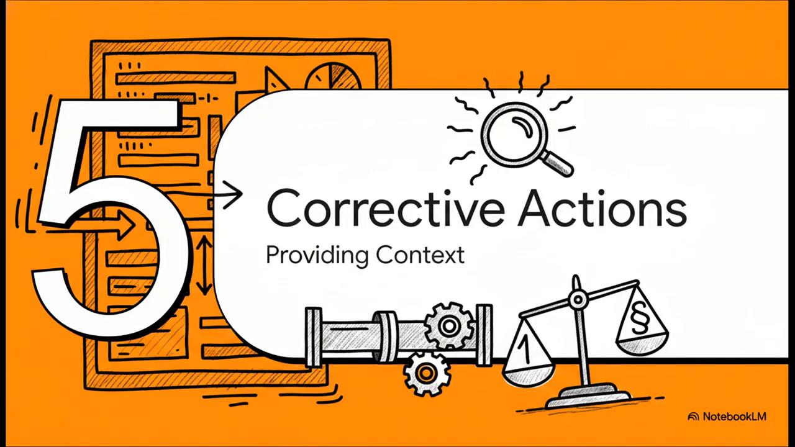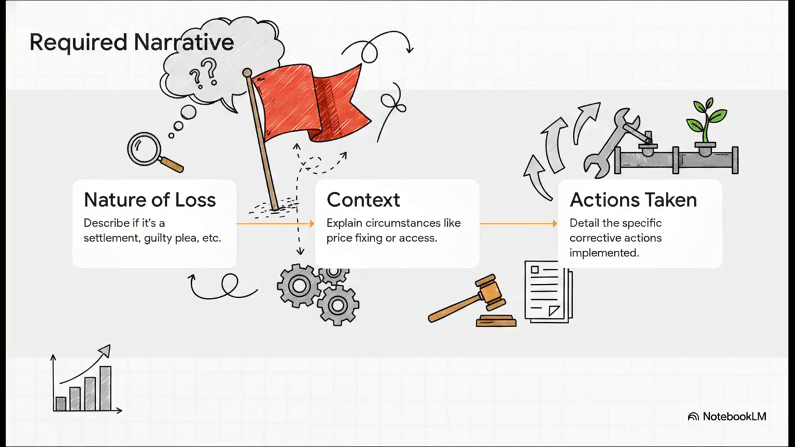And finally, Section 5, context and corrective actions. Look, a massive fine on the books is obviously a red flag. But for investors, that number alone doesn't tell the whole story. They need the why and the what next. That's why the standard demands a brief narrative to go along with the numbers. First, you describe the nature of the loss, like was it a settlement or an outright guilty plea?